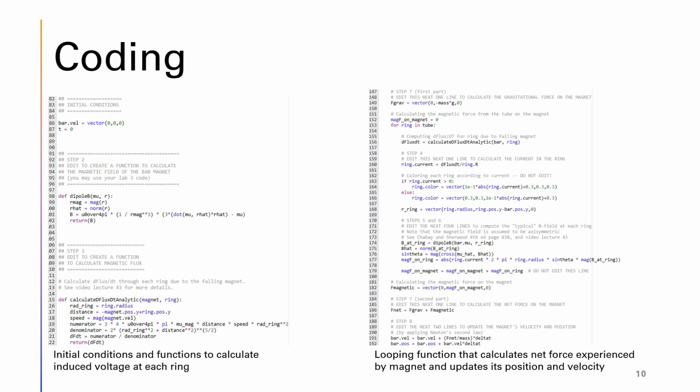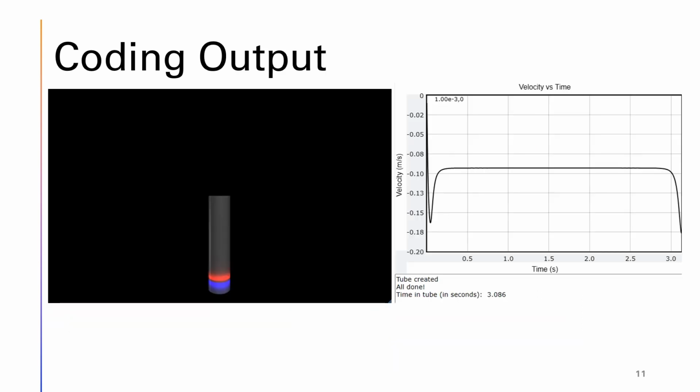At the top, you can see that the force of gravity is calculated, and then after that, each ring is iterated through, and the magnetic force that each one experiences is summed to get a total force that acts on all of the tube, which is the same as the force that acts on the magnet, which is then added to the gravitational force to get the net force. Here's the coding output. On the left, you can see a snapshot of the magnet falling down the tube, and on the right, you can see a graph of the velocity versus time for the magnet.